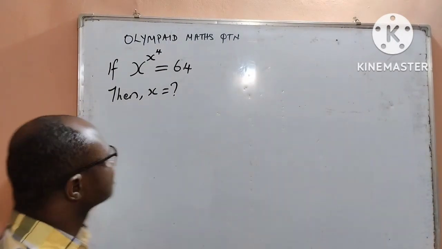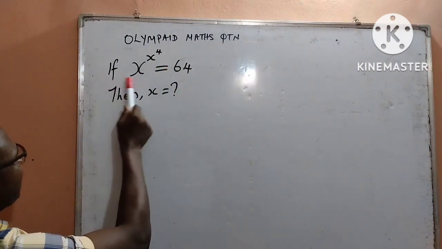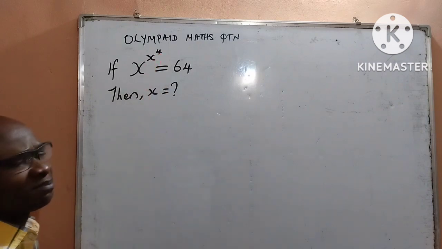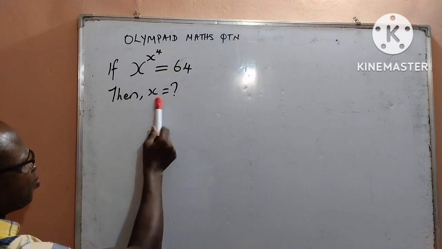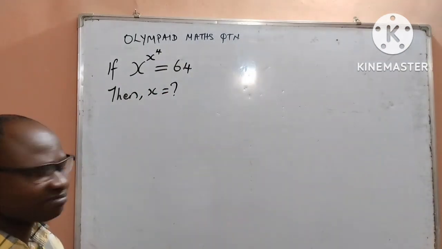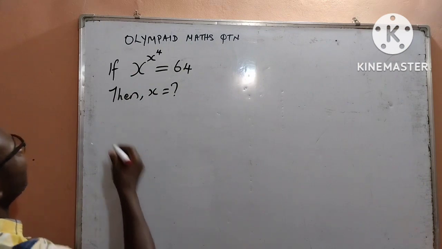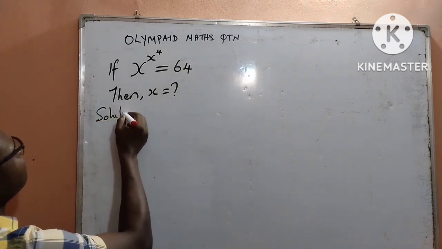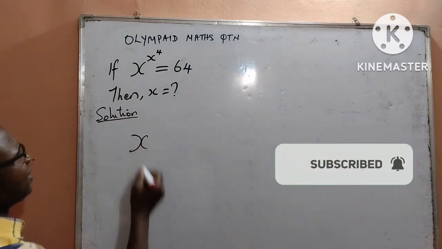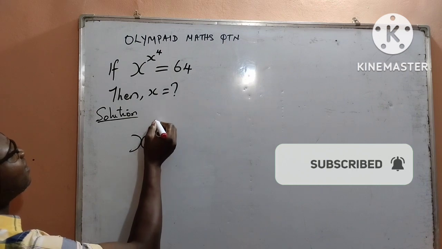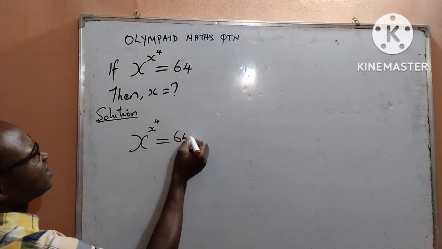In today's math class, we have an Olympiad Mathematics question to solve. If x to the power of x to the power of 4 is equal to 64, then what is the value of x? Let us solve this. We are given x to the power of x to the power of 4 equal to 64.